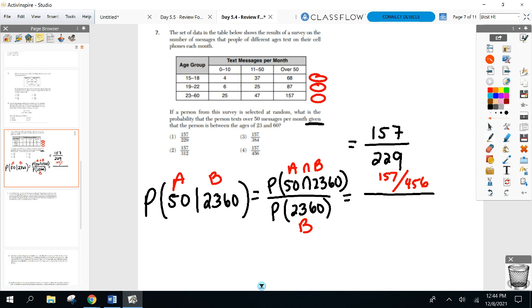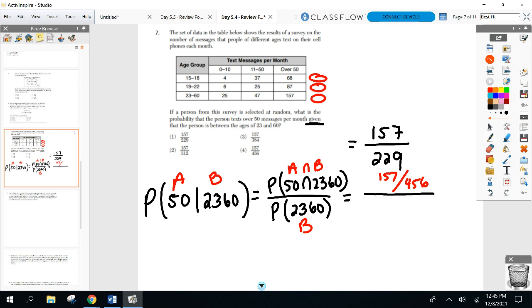Okay, so you're saying instead of just finding it from the table, do probability of A times the probability of B? Yeah. Okay, that's fine. We're stringing this out now when I could just find it from a table and go. Okay, but yes, you could do probability of over 50 times the probability of between 23 and 60. Okay, that's fine. We good?